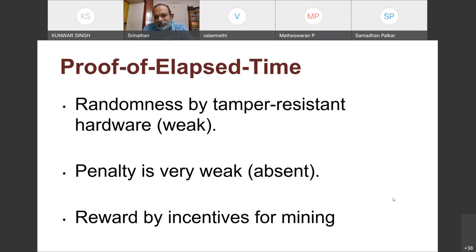Penalty is absent in proof of elapsed time, so it is very weak. So what is the penalty in adding? There is no monopoly, all right, but then there is no penalty, but there is a reward. So game theoretically, because there is a reward and you get a chance once in a blue moon, you may still add to the longest chain, but there is no direct penalty for adding anywhere. So this is weak in that sense also.